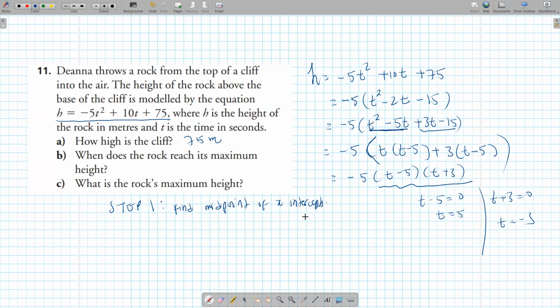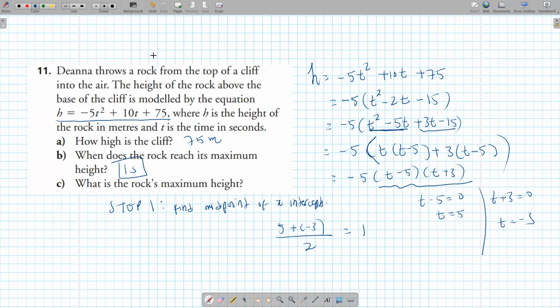And to find the midpoint, you just add them up, and then you divide by 2. Midpoint just means you add them up and divide by 2. So 5 plus -3 is 2. 2 over 2 is a 1. There we go. The midpoint is 1. Cool. So when does the rock reach its maximum height? After 1 second. That's all there is.